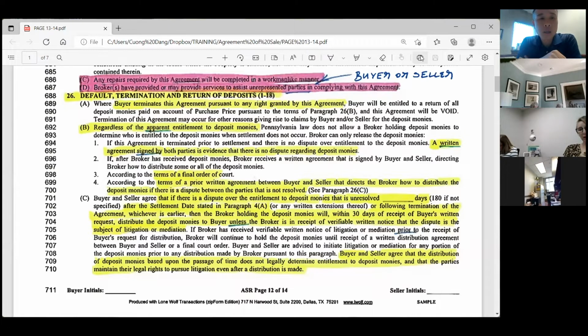Okay. Any questions on those 4 items? Okay. Part C, 26C. This is the part where we can make changes to this contract to benefit one party or the other.